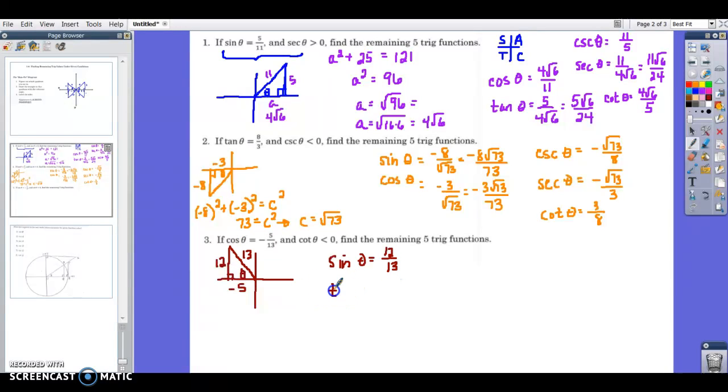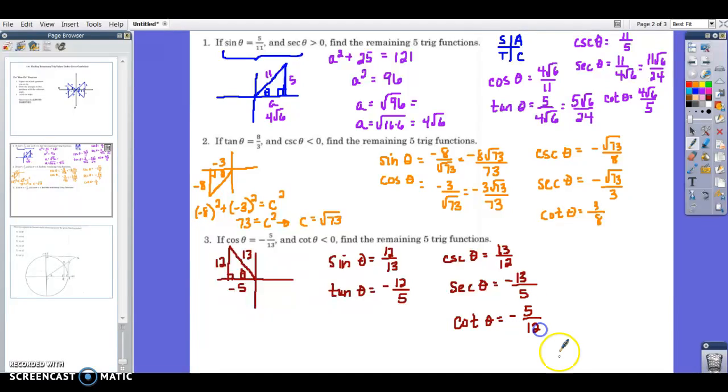We were given cosine, so I need tangent of theta. Tangent is going to be negative 12 fifths. Cosecant of theta is going to be 13 twelfths. Secant is going to flip cosine, so that's going to be negative 13 fifths. And cotangent is going to flip tangent, so that's going to be negative 5 twelfths. Okay, so that's what you're doing for that part of the assignment.